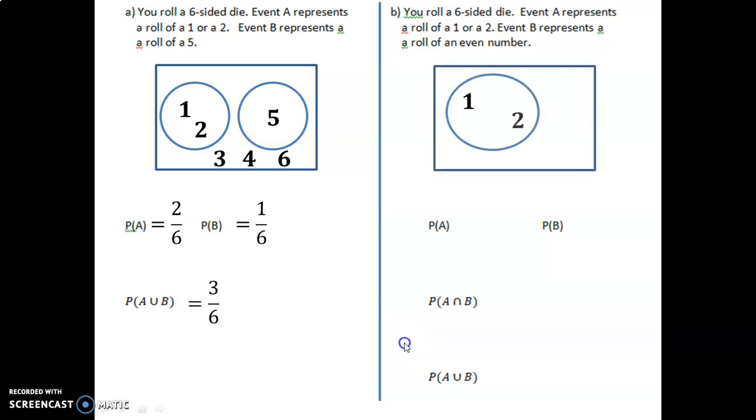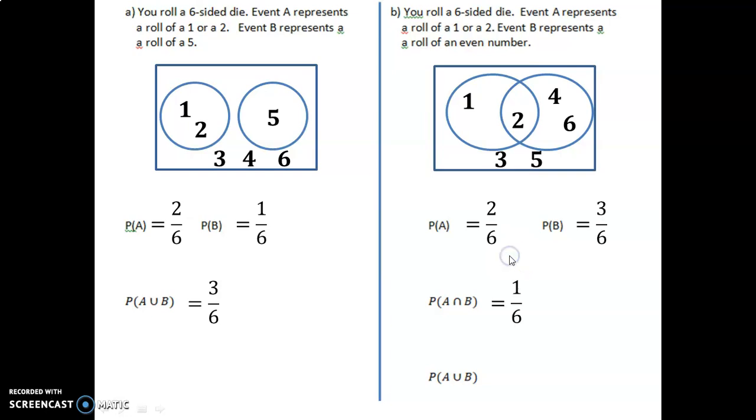Okay, so here we go. There's the Venn diagram. This time there's an overlap because a 2 is both an even number and a roll of a 1 or 2. So here's a roll of 1 or 2. Here's the even numbers. There's the overlap. There's the remaining. These answers then are these values here. Check your work carefully.